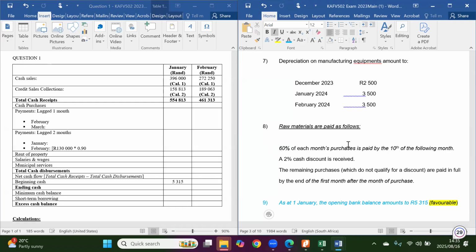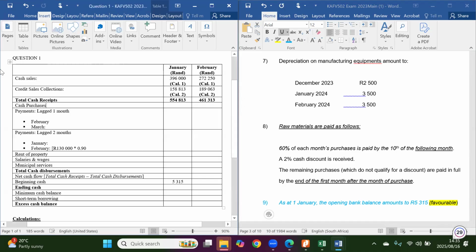I think what they were supposed to say is that 60% of each month's purchase is paid by the 10th of the same month or something like that. It could have been better. But nonetheless, here's what we're gonna do. If we had to do it with the following month, because I think the catch in this one is the following month. All of them are made in the following month. The only difference is that the other one is, yeah, something like that. So now how do we account for this?